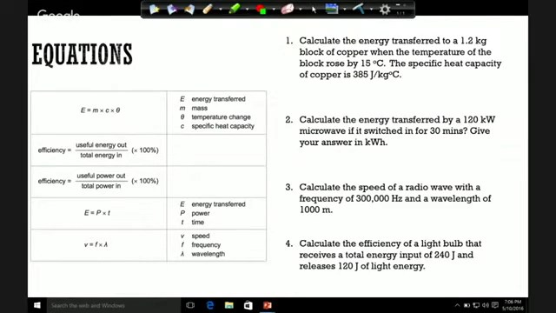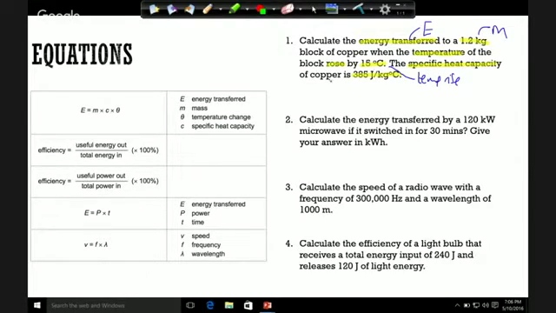So the first one says calculate the energy transferred to a 1.2 kilogram block of copper when the temperature rose by 15 degrees C. The specific heat capacity is 385 joules per kilogram degrees Kelvin. So all we need to do is write down what we've got. We've been asked to calculate energy transferred. We've been given a mass, we've been given a temperature rise, and we've been given a specific heat capacity, which is there.